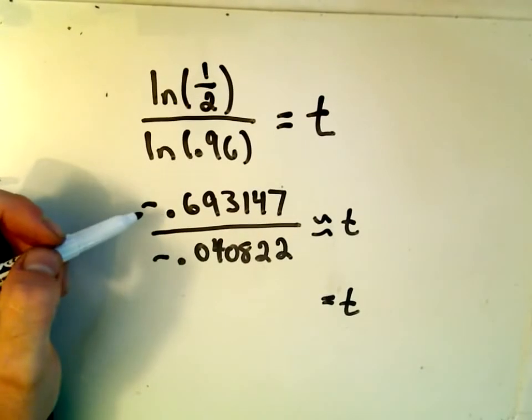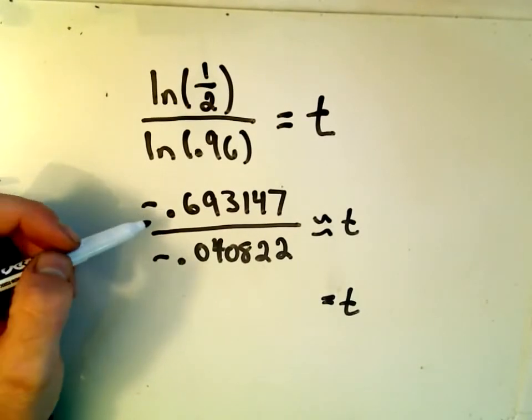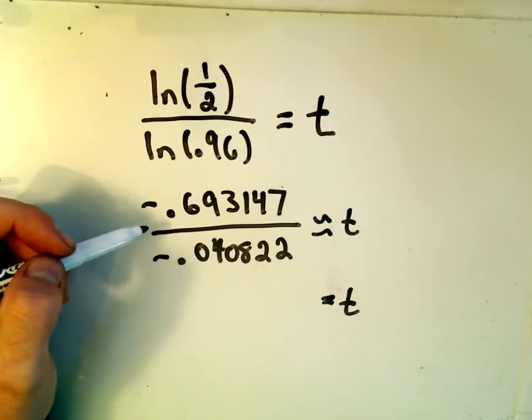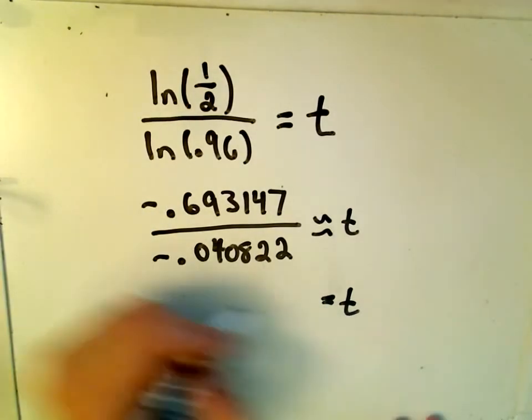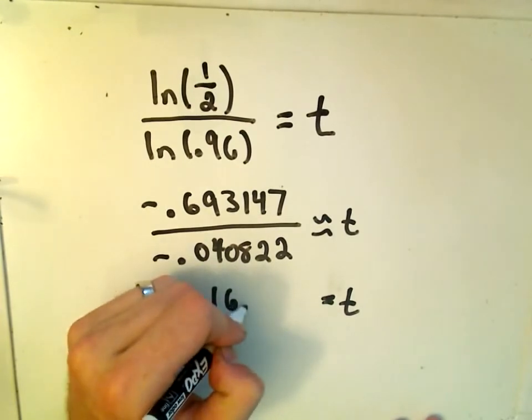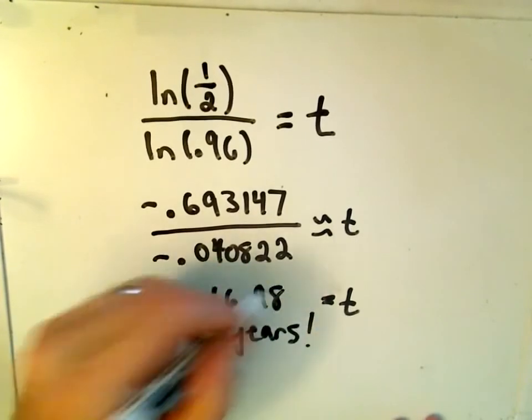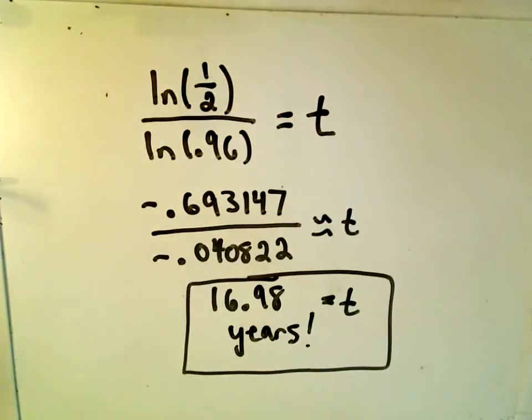Now let's simplify it down real quick. 0.693147, let's divide that by 0.040822. I'm getting this to be roughly equal to 16.98 years. So it says if something decreases by 4% annually, it's going to take almost 17 years for that substance to decay down to half of its original size.